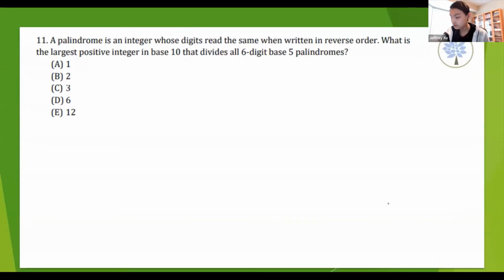So first, we're going to go over question 11, which reads, a palindrome is an integer whose digits read the same when written in reverse order. What is the largest positive integer in base 10 that divides all 6-digit base 5 palindromes? So first, we need to figure out what a 6-digit base 5 palindrome is. Well, it's going to take the form A, B, C, C, B, A in base 5.